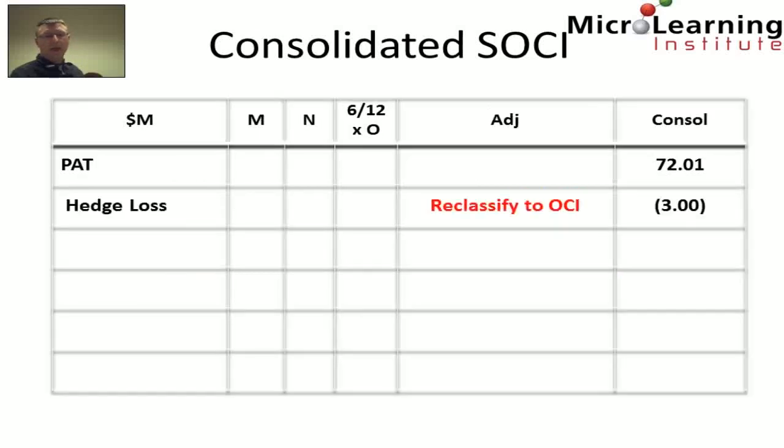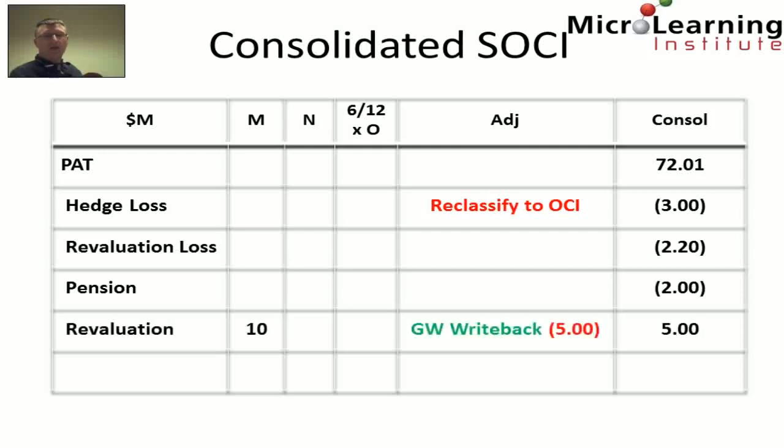Now we can look at the hedge loss, which rightfully now appears in other comprehensive income. And there's a revaluation loss relating to property, plant and equipment, which of course also appears in other comprehensive income. The pension remeasurement loss expense in relation to the pension of $2 million, and the goodwill write-back in relation to the acquisition of Nathan of $5 million appears as other comprehensive income, giving us a total comprehensive income for the period of $69.81 million.